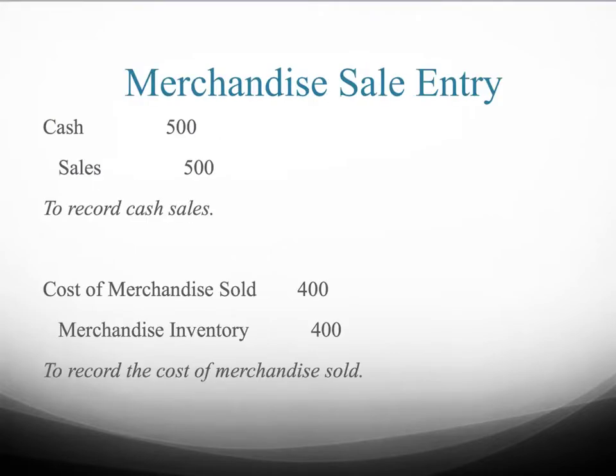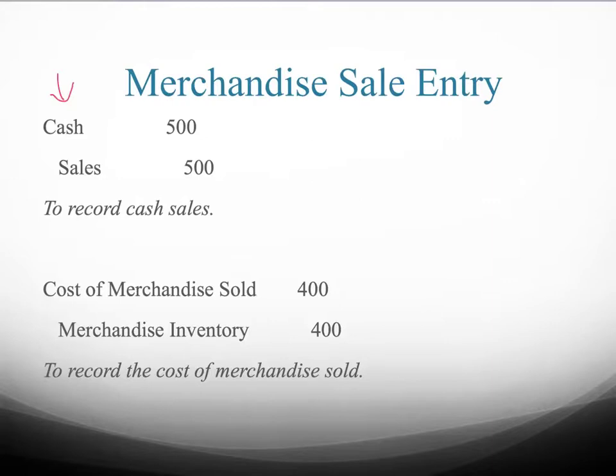Here's an example of a sales entry. Notice that I have cash and sales at the top. This is to record cash sales. What am I getting? I'm getting cash. That's my debit. And sales is my revenue account, and that's a credit.